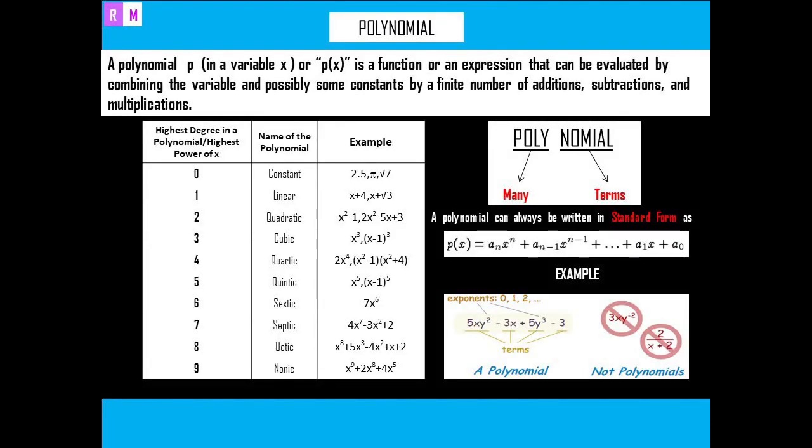Now move on to our next chapter, chapter 2, Polynomials. Any algebraic expression with variables is called a polynomial. If we break the word polynomial into two parts, poly means many and nomial means terms, so we have many terms. If the highest power of a variable in an expression is 2, it is quadratic. If the highest power is 3, then it is known as a cubic polynomial, and so on. Please follow the standard form of a polynomial and the example.